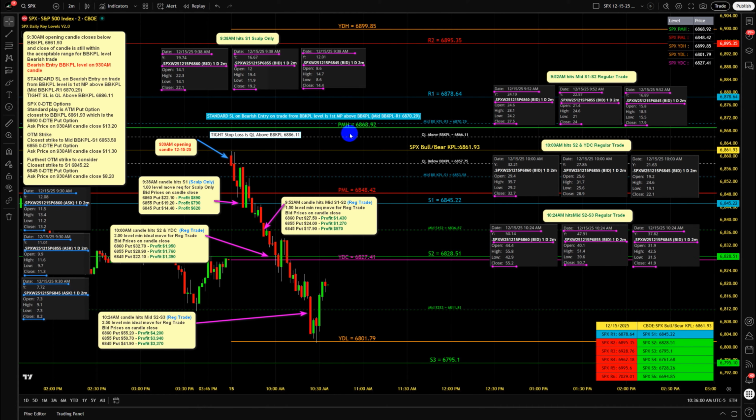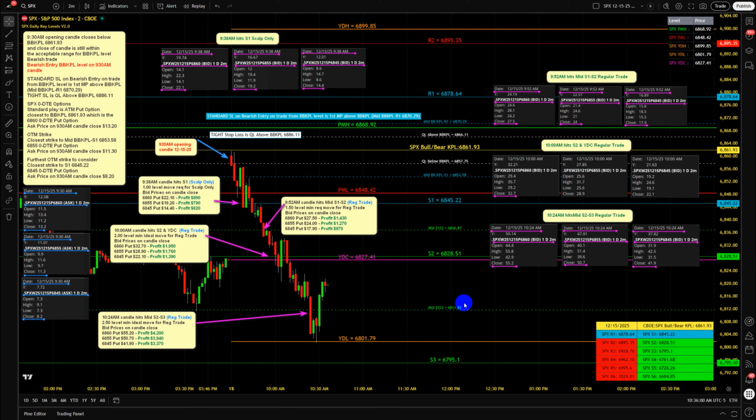We also have the pre-market high, the pre-market low, the YDC, which is yesterday's daily close, which in this case of Monday would be Friday's RTH session close, the YDL, which is yesterday's daily low, which again for Monday would be Friday's RTH session low, and the YDH level, which is yesterday's daily high, which, since this is Monday, would be Friday's RTH session high. We also have our R1 through R6 levels above the bull bear KPL, and our S1 through S6 levels below the bull bear KPL.